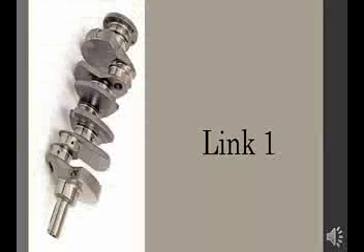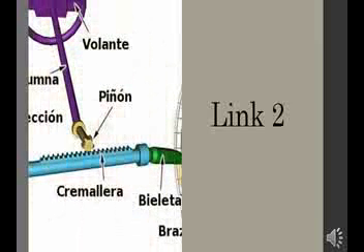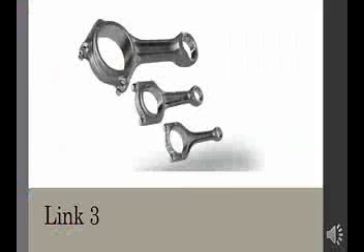Link 1 is a fixed link that includes the frame and all other stationary parts like the cylinder, crankshaft bearing, etc. Link 2 is the crankshaft, flywheel, etc., all having rotational motion with respect to a fixed axis. Link 3 is the connecting rod and link 4 is the piston, which has reciprocating motion. Hence this is called a four-bar mechanism.